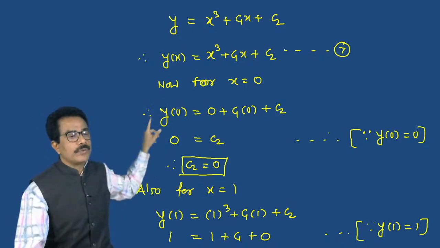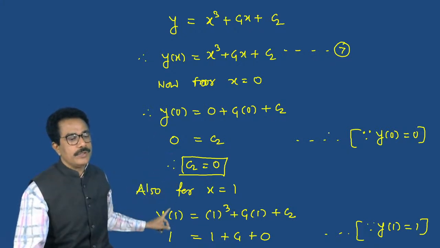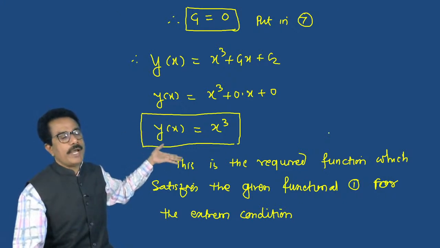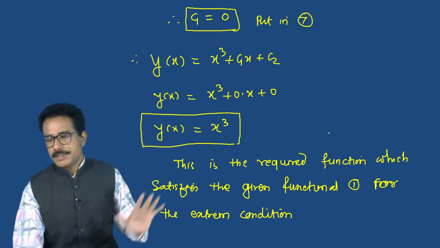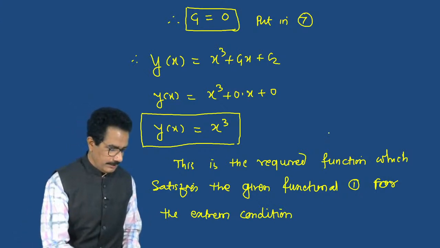To find these two integration constants C1 and C2, we have the extremum conditions y of 0 is equal to 0. Put x is equal to 0, then y of 0 is equal to 0, so C2 will be 0, and C1 will be 1. So the required curve is y of x is equal to x cube. This is the required curve.